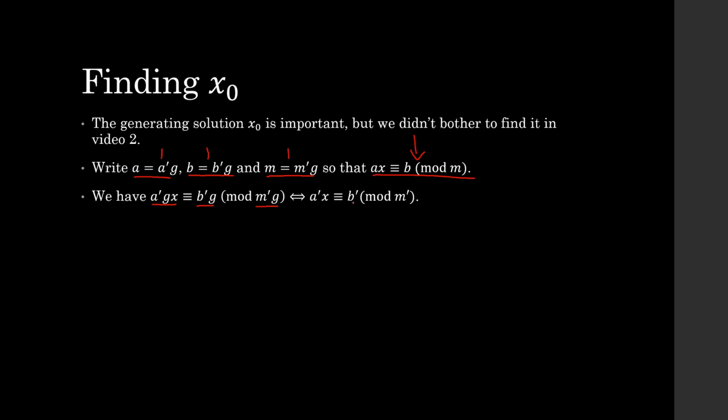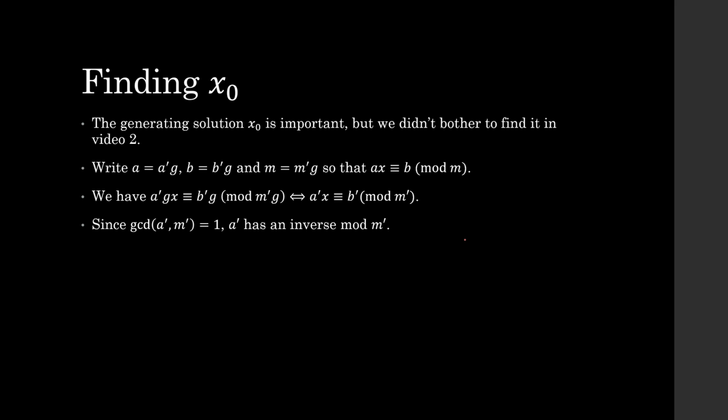Now the reason I can do that is because I've got a multiple g here, I've got a multiple g here, and I've got a multiple g here. And keep in mind, this is one of the theorems that I asked you to prove two videos ago. When you have such a congruence where you've got a common multiple in each of them, then it's equivalent to really just removing that multiple. And the other way around too. That's why it's an equivalence.